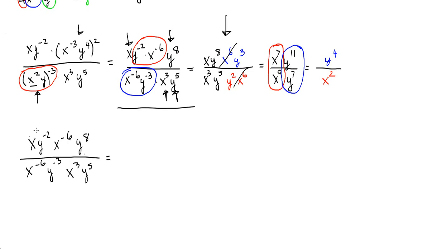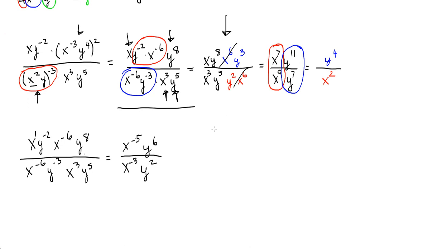So let's add them. We've got a 1 plus a negative 6 is a negative 5. Y, negative 2 plus 8 is 6. On the bottom, x to the negative 6 times x to the negative 3 is negative 6 plus 3, which is x to the negative 3. Negative 3 plus 5 gives me y squared.